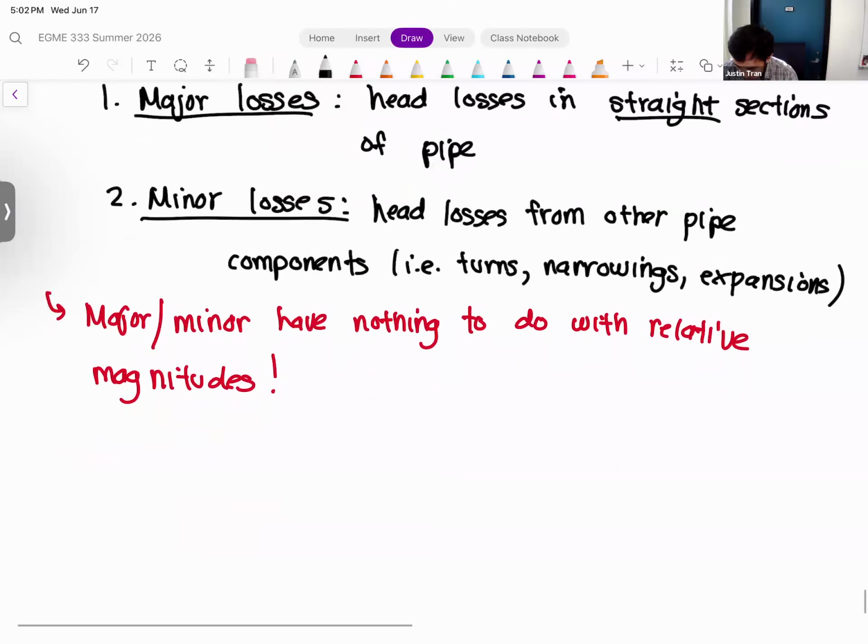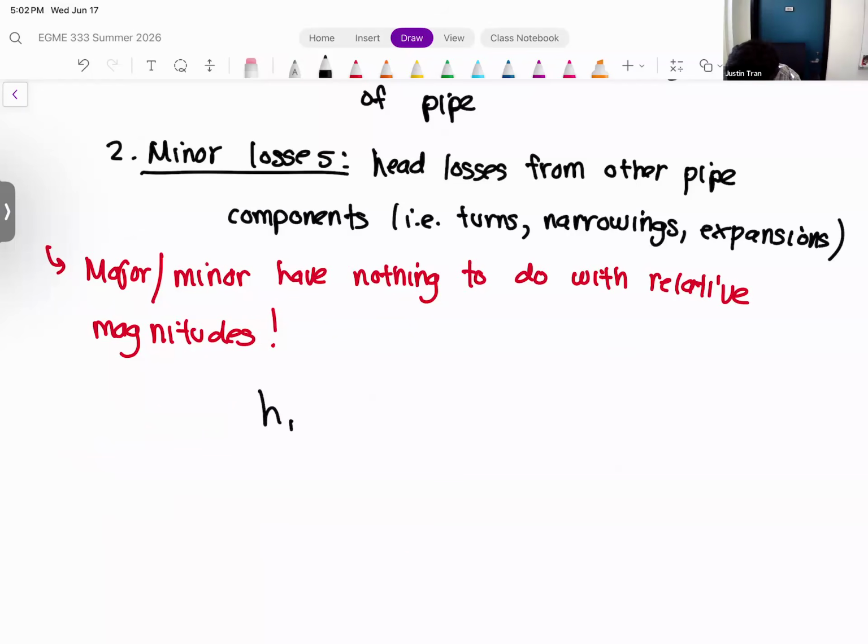So basically, our head loss term in our modified Bernoulli, HL, is basically just a sum of the major losses and the minor losses.